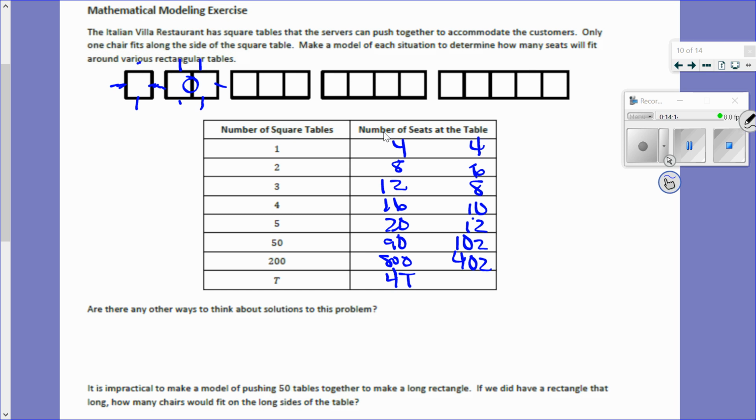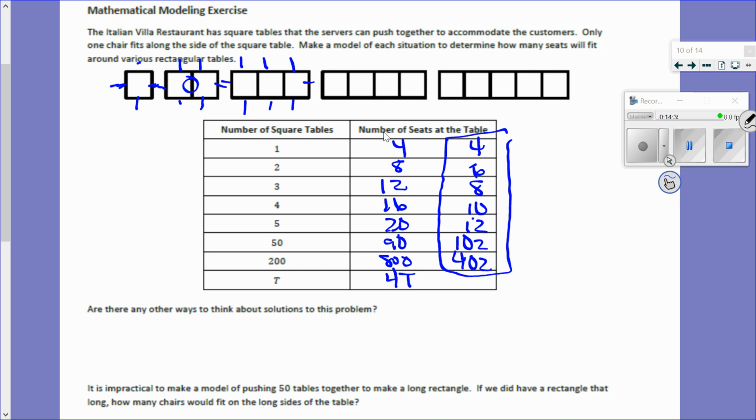Good. No, we're not. So now what happens when I put 3 of those tables together? I've still got those guys that can sit on each side of the table and the guys that sit at the end. So yes, this is our correct table. That's what you should have had for yours. If you didn't have that, go ahead and copy it down.